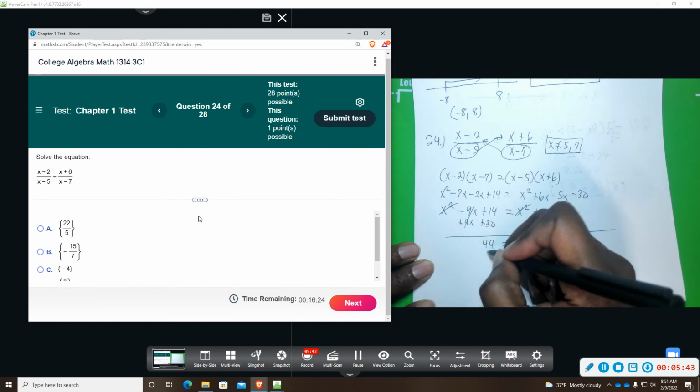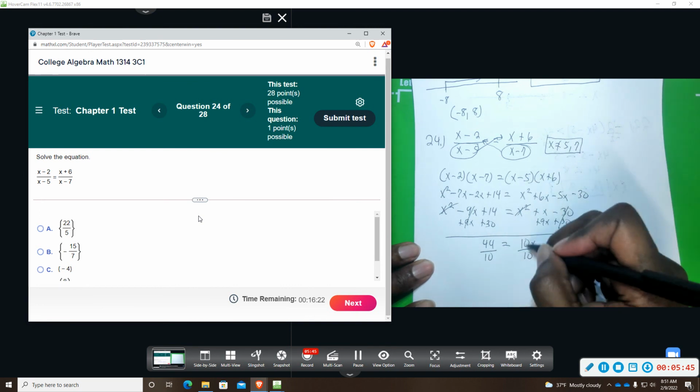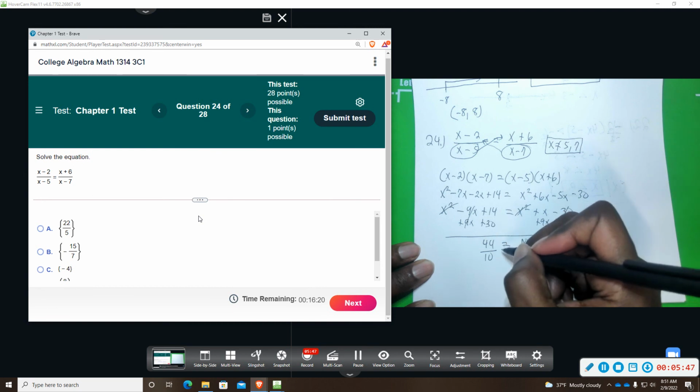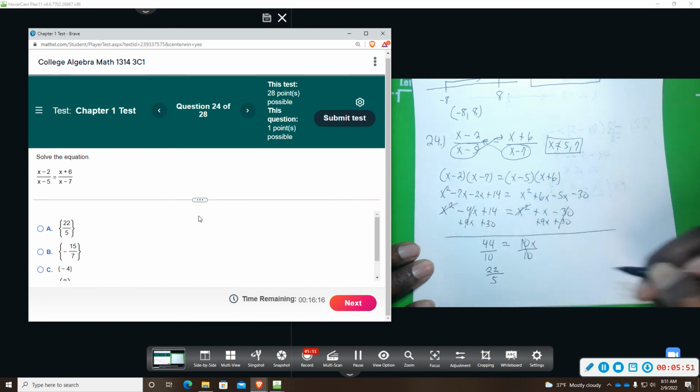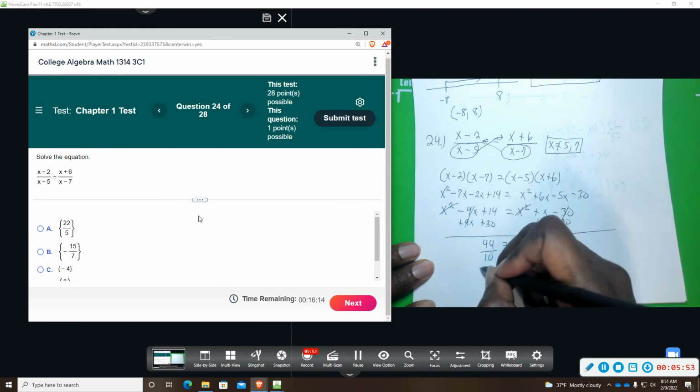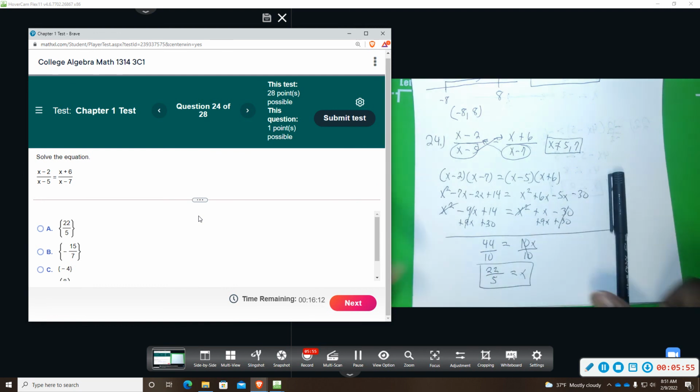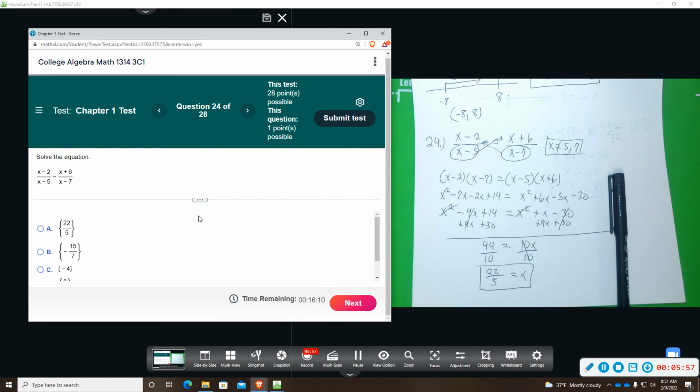Divide by 10. And that will reduce. Both of these are even. So we can reduce this to 22 over 5 equals x. 22 over 5. Looks like answer choice A.